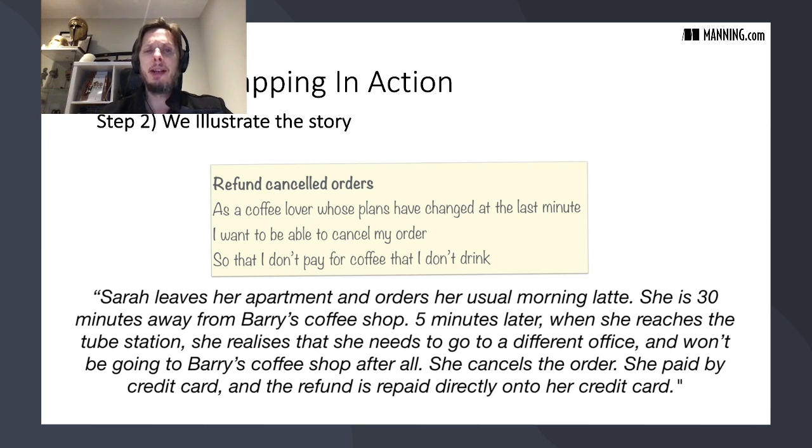So here we've got Sarah who leaves her apartment. She orders her morning latte. She's 30 minutes away from Barry's coffee shop. 5 minutes later, she realizes that she needs to go to a different office, so she won't be going near Barry's coffee shop. So she cancels the order. So she's 30 minutes away, or 25 minutes away, and she cancels the order. She pays by credit card and the refund gets refunded directly onto her credit card.